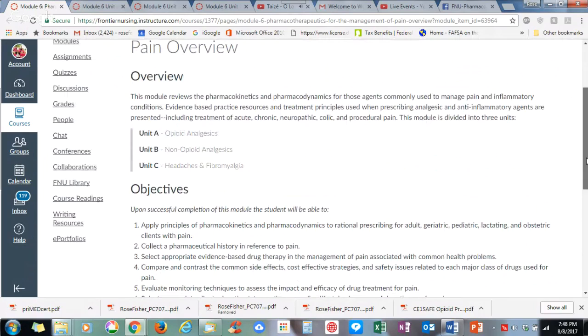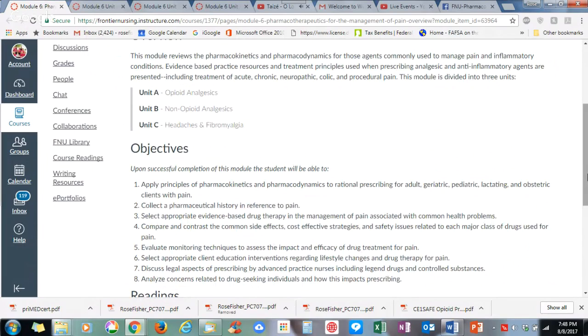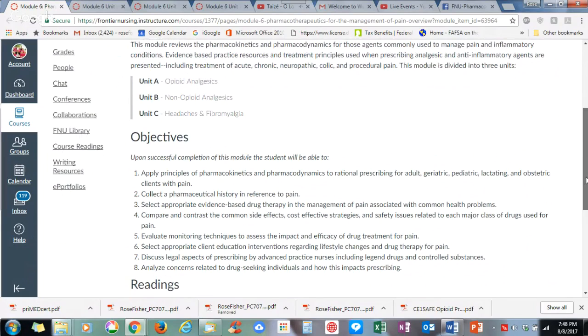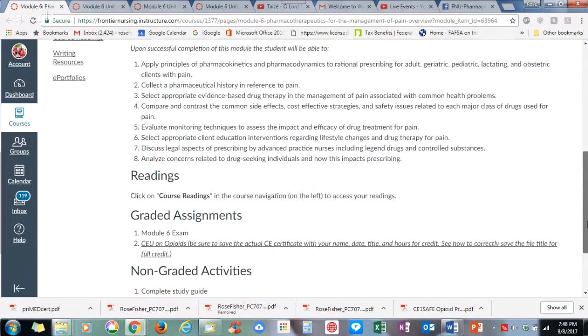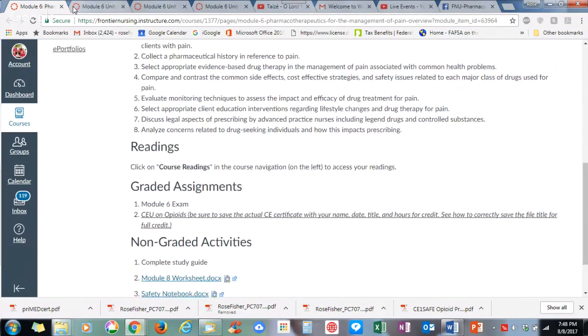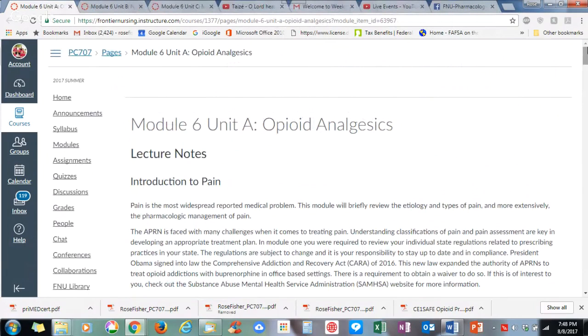This module is divided into 3 units. Unit A, opioid analgesics, B, non-opioid analgesics, C, headaches and fibromyalgia. So Module A, Introduction to Pain. Pain is the most widespread reported medical problem. This module will briefly review the etiology and types of pain and more extensively the pharmacologic management of pain.